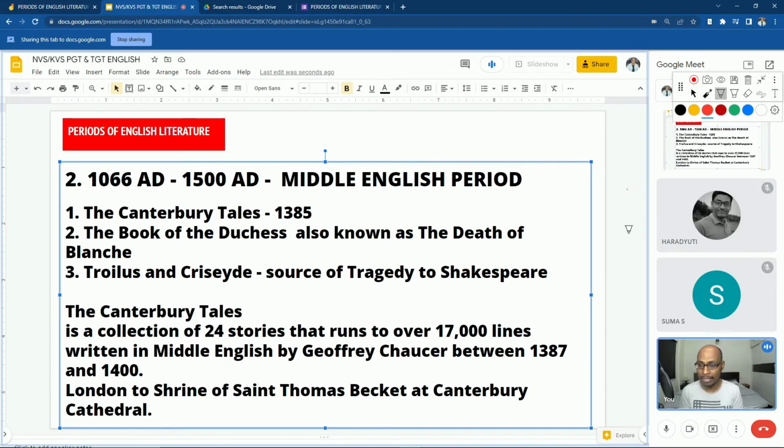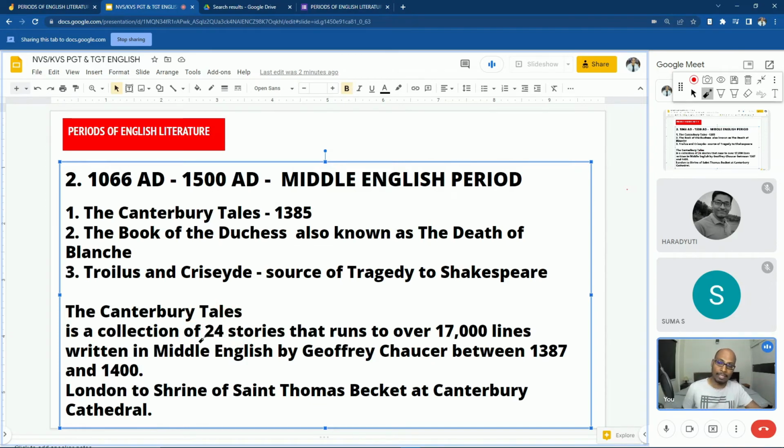What is Canterbury Tales? It is a collection of 24 stories. How many stories? 24 stories. It is a collection of 24 stories that runs over 17,000 lines, written in Middle English by Geoffrey Chaucer between 1387 and 1400. So there are 24 stories in this Canterbury Tales.